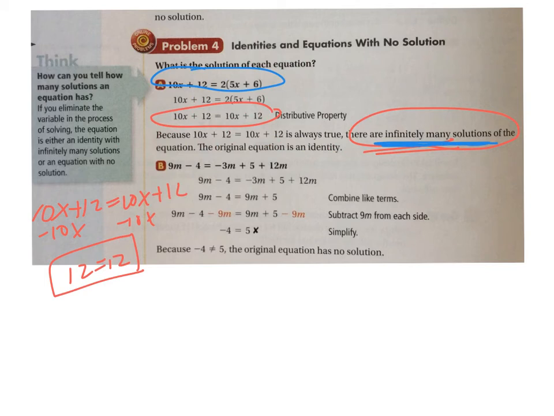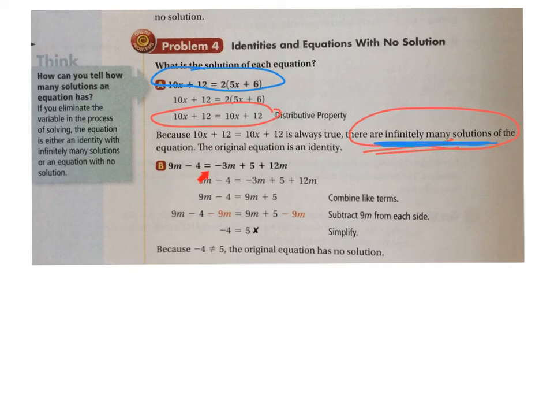Sometimes we also get no solution. In this case, when you solve, you get an answer that is never true. So the two different kinds, one more time. When you get an answer that is always true, like 12 equals 12, it's infinitely many. When you get an answer that is never true, then it is no solution. No matter what I pick, it will not work. And let's take a look at that here.